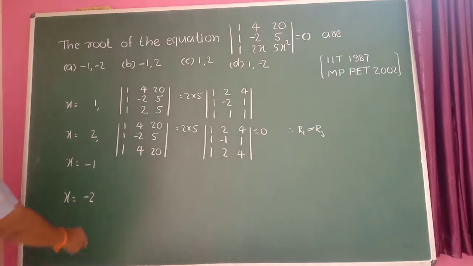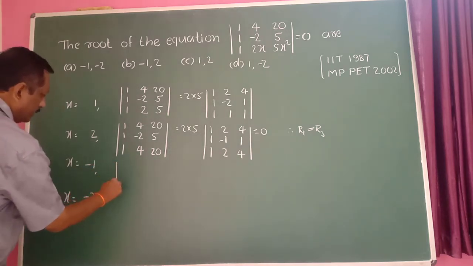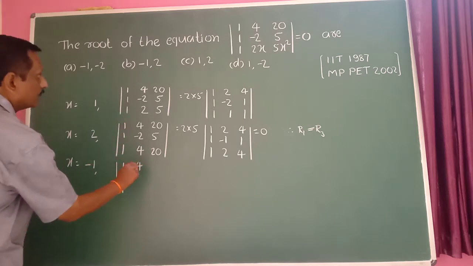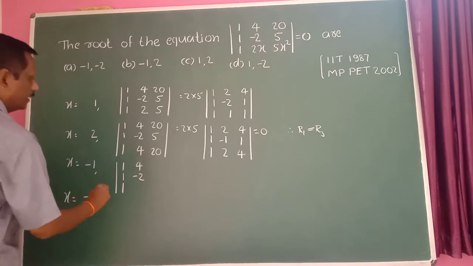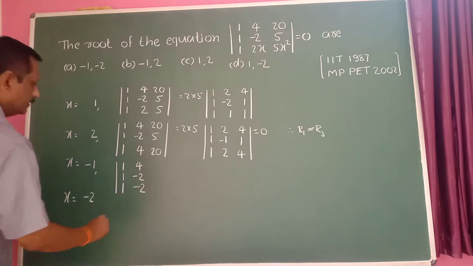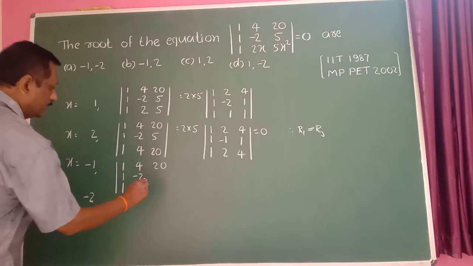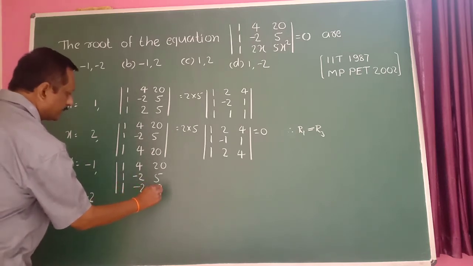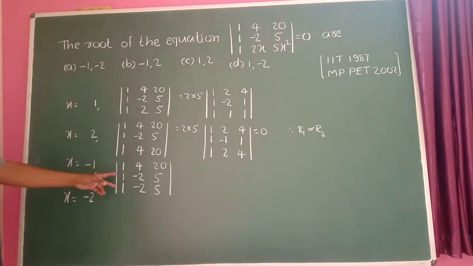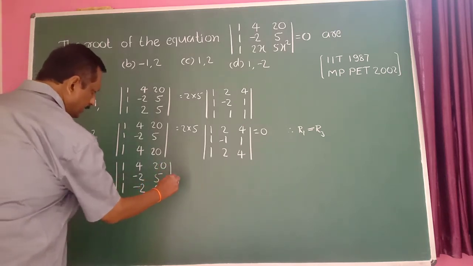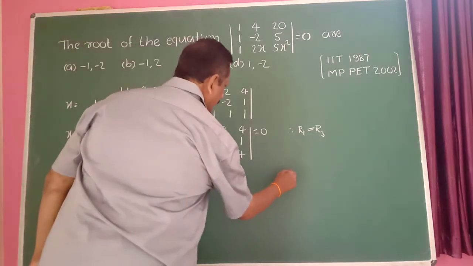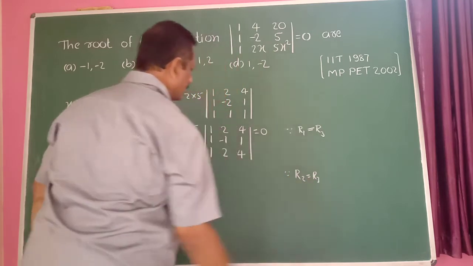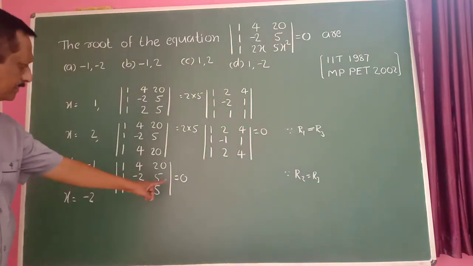Suppose x is minus 1 here. In that case, the determinant has 1 and 1 here, then 4 minus 2 and minus 2 here, then 20, then 5 and minus 1 squared is 1, so it is 5. Here these two are identical, because R2 is equal to R3. Therefore the value of this determinant is 0.